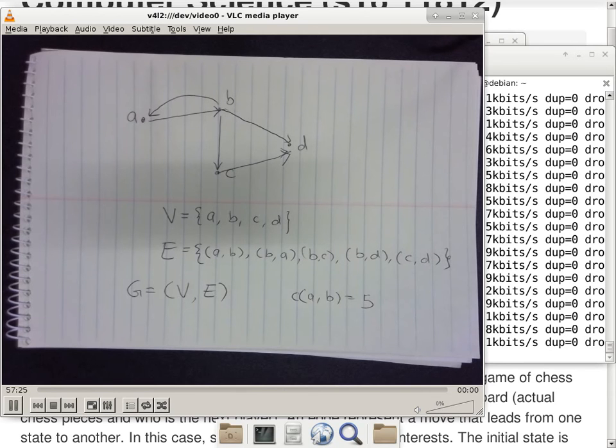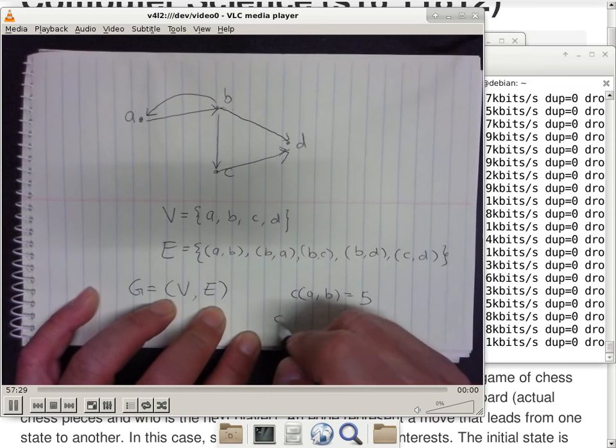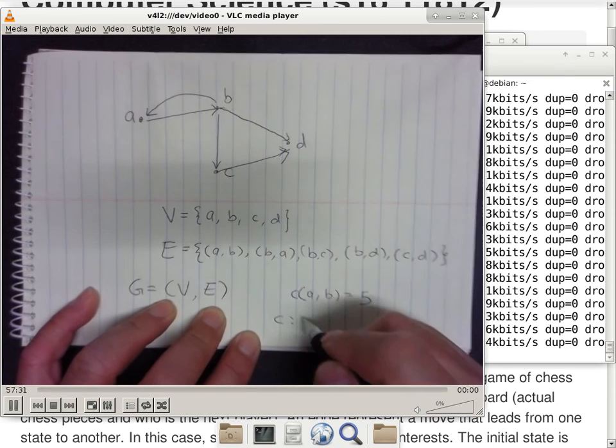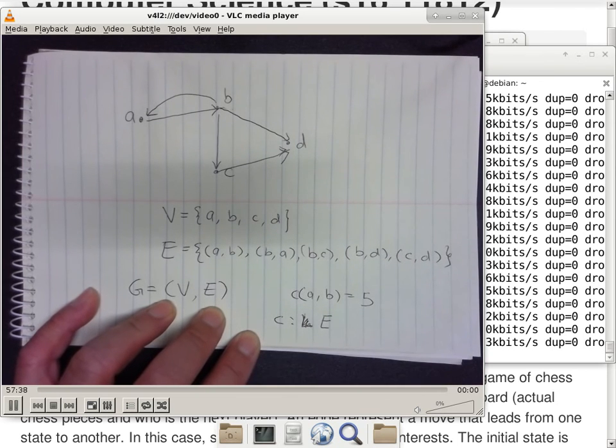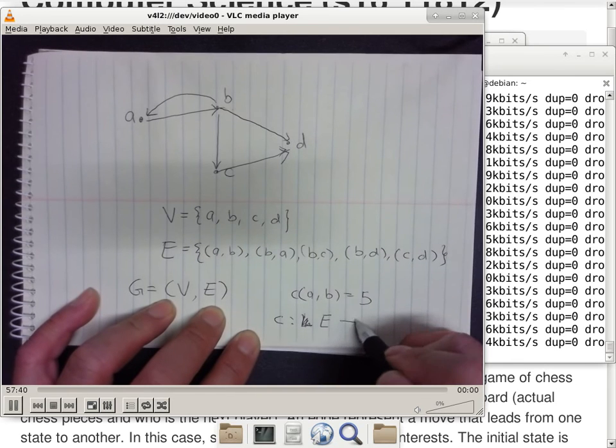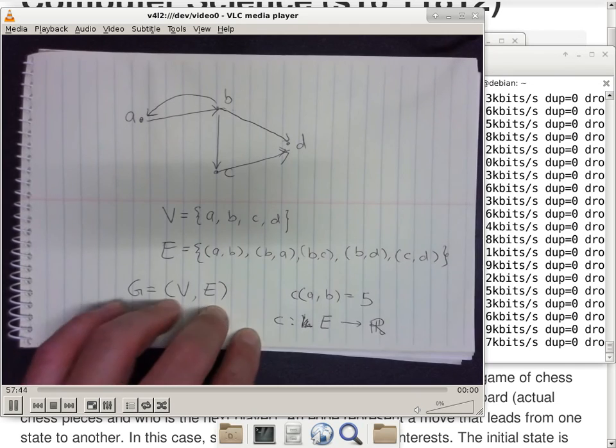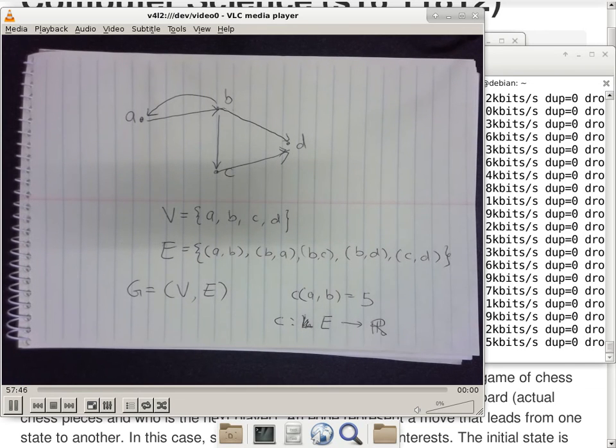They're independent. So when you look at it this way, if you look at C as a function, it is basically mapping E, which is the set of all the edges, to some kind of real value. So I'm going to just use the real values here to represent the codomain of C as a cost function.